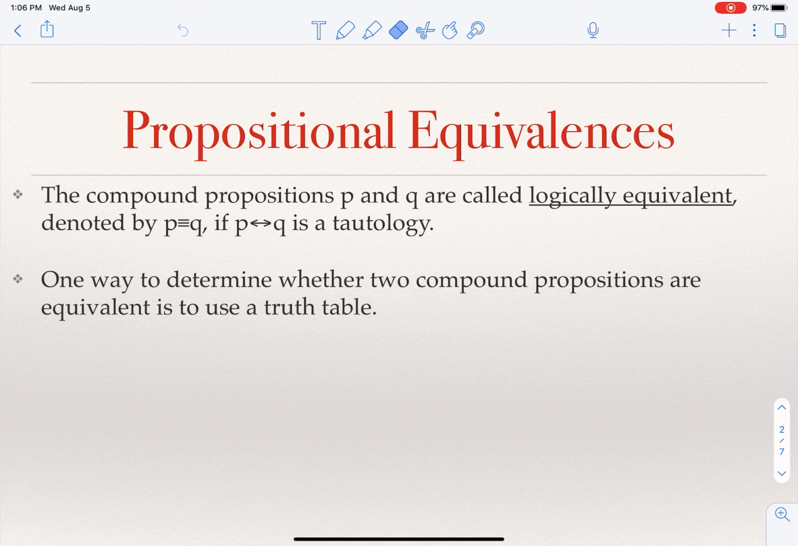The simplest way to determine if two propositions are equivalent is to build the truth table and then look at the two columns that correspond to these propositions. If they are equivalent, then what you should see in these two columns is that either both of them are true or both of them are false in any row. You look at every row, and they have to be either both true or both false.